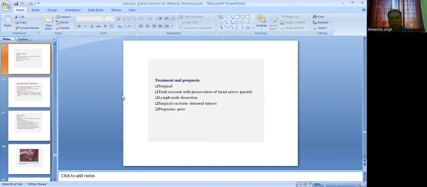The treatment and prognosis part. Surgical excision is the treatment of choice, with the preservation of the facial nerve. Then we have lymph node dissection. Internal tumors are surgically excised, and prognosis is poor.